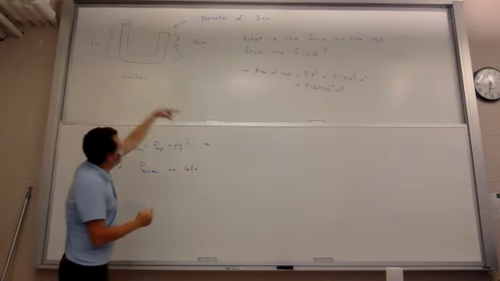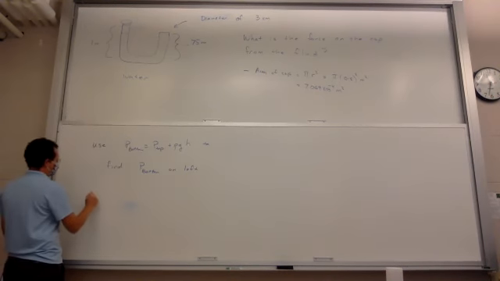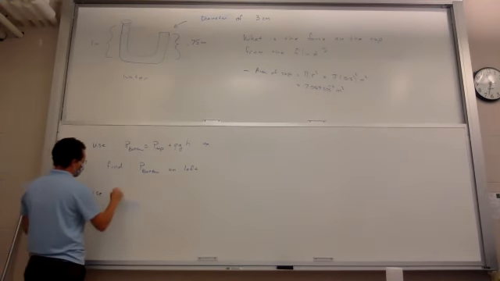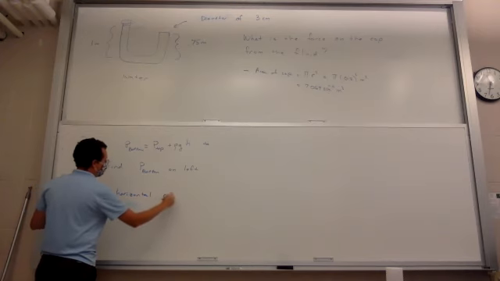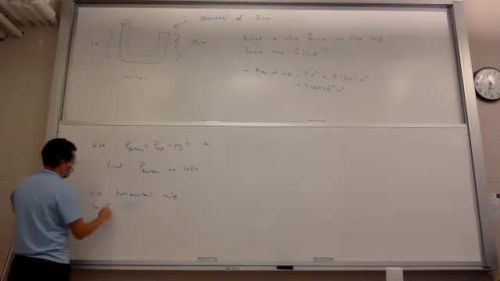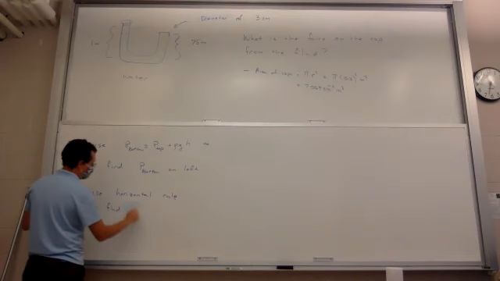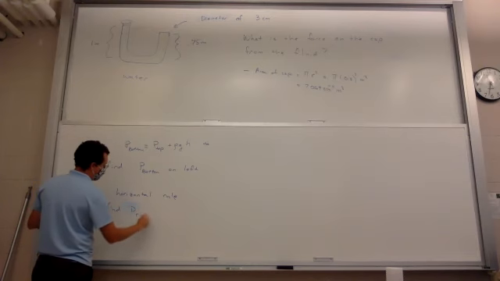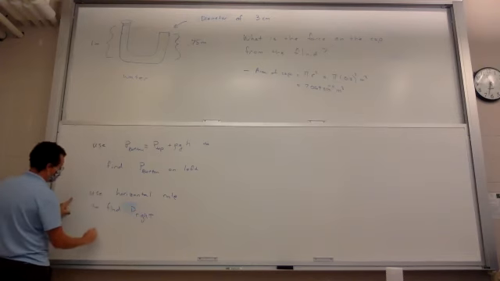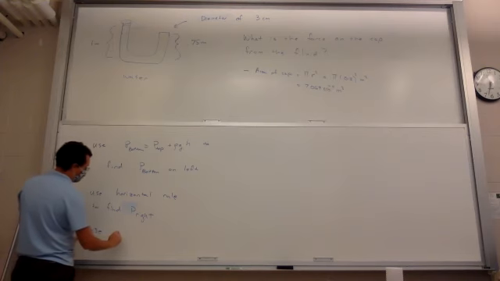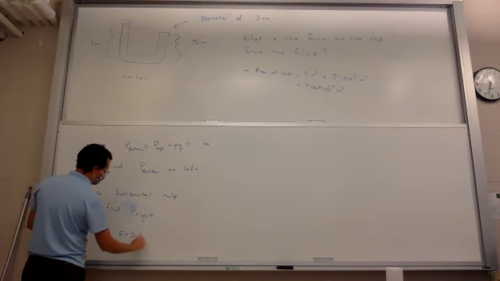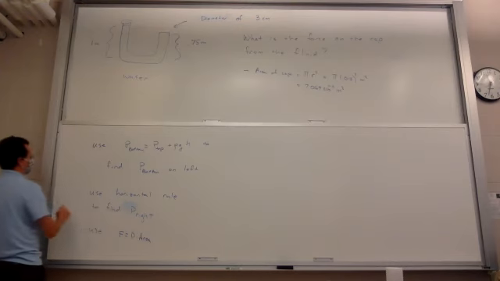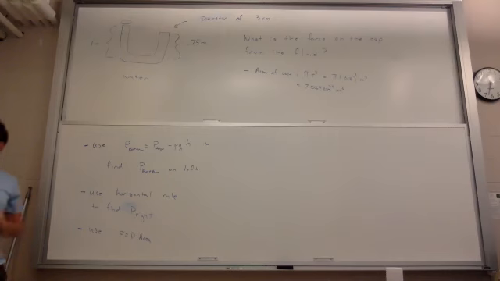And once you know that, then use the horizontal rule to find pressure on the right, and then use force is pressure times area. Those are our steps to work through.